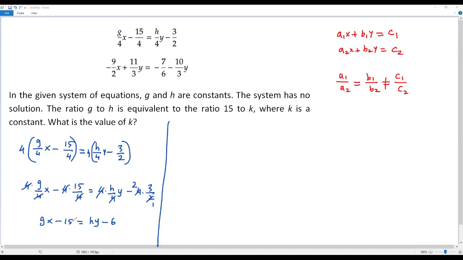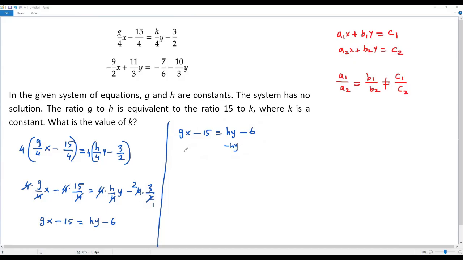Okay, now let me continue over here. Let me take this equation as it is. That is gx minus 15 equals hy minus 6. Okay, here to get this equation in standard form, we have to get the x term and y term on one side of the equation, usually on the left side, and the constant term on the other side, that is on the right side. Okay, now let's get rid of this y term on the right side.